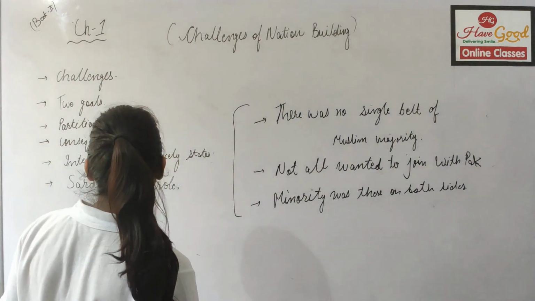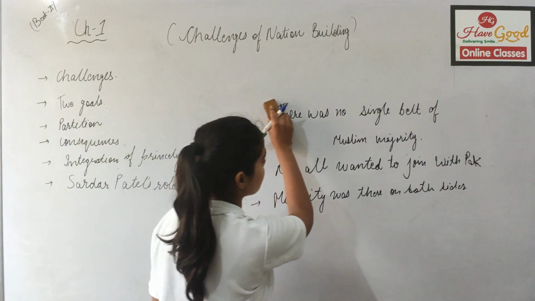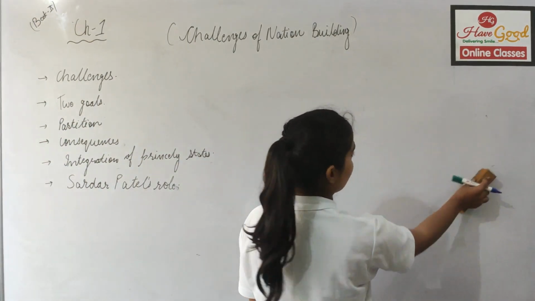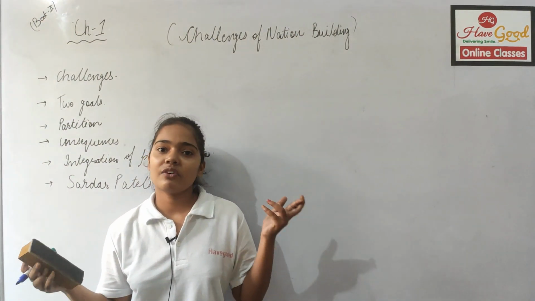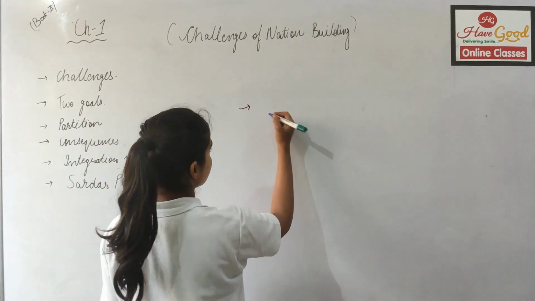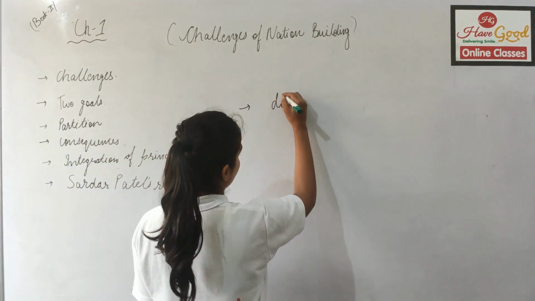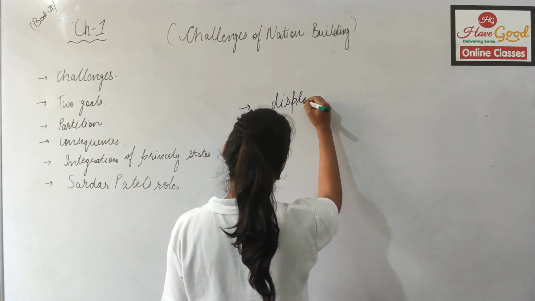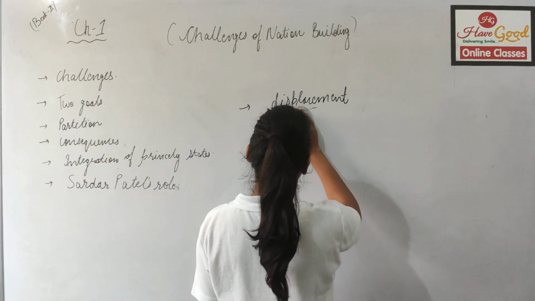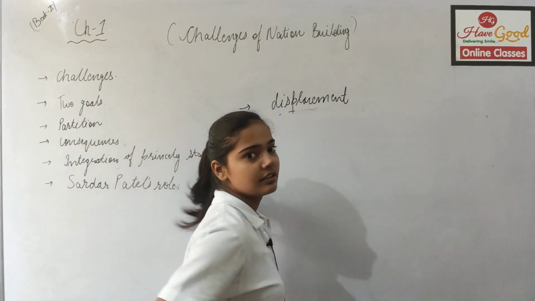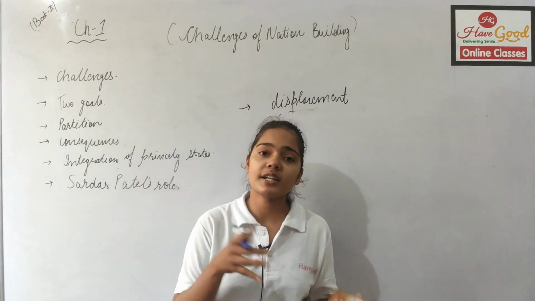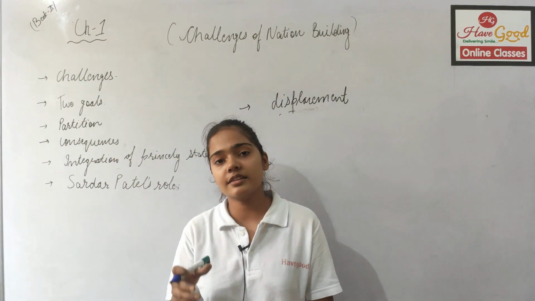Now let's move to the next point, that is the consequences of partition. And what are the consequences of partition? Now we'll study about what are the consequences of partition. The very first consequence is displacement. It is a major problem, displacement. Huge population was displaced from one country to another just because of their religion.